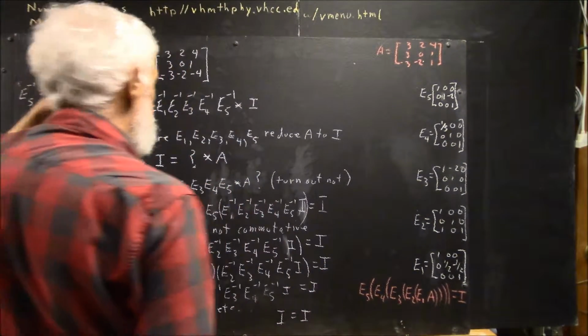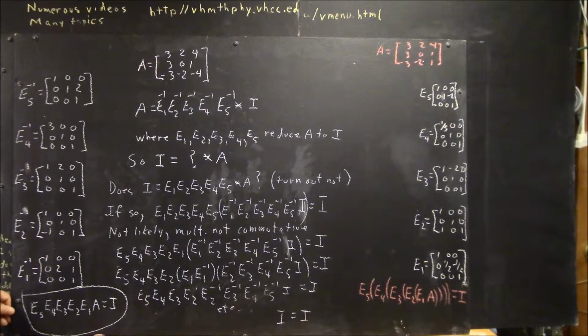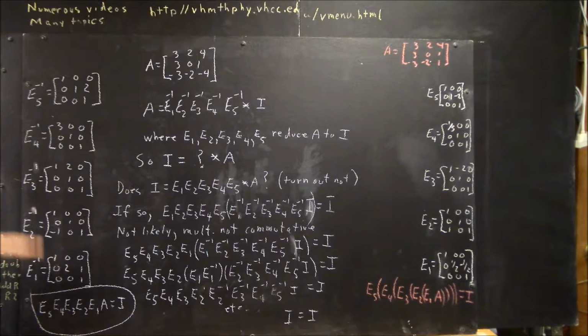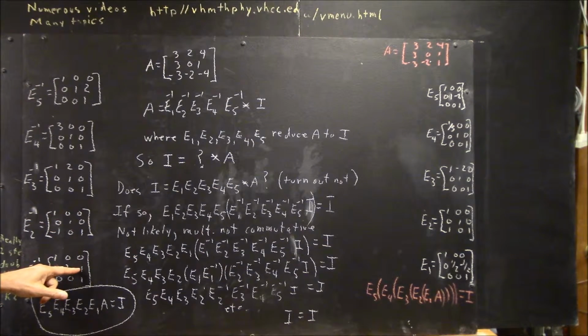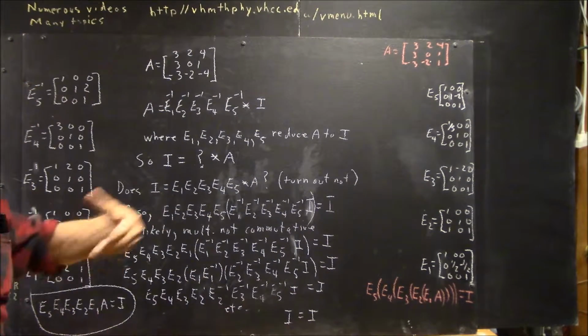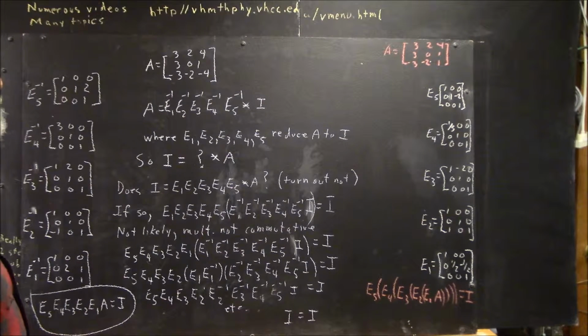How are we going to use the inverse matrices? In what order are we going to use them? Well, you've seen that if we start with A, which was down here, and multiply by this matrix, then by this one, then by this one, then by this one, then by this one, we get back to the identity. How are we going to represent that?